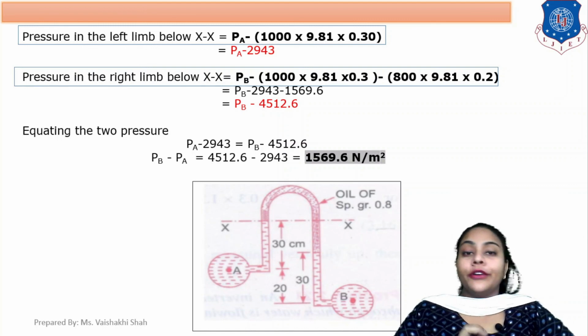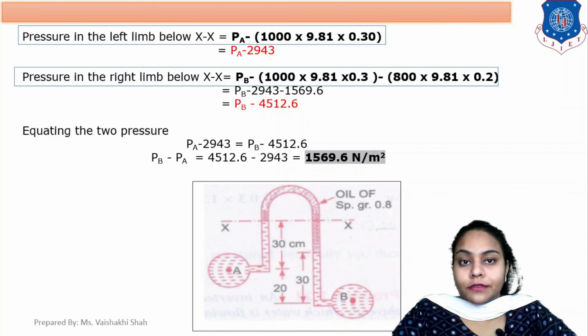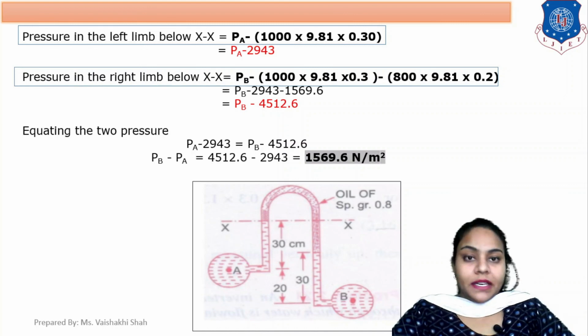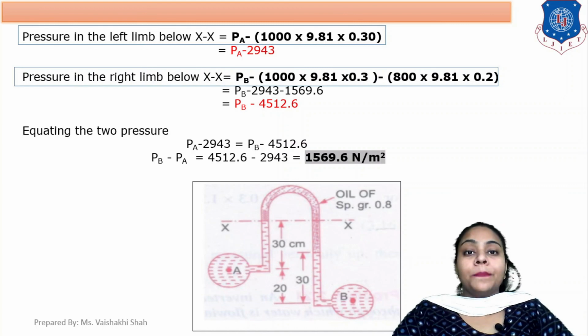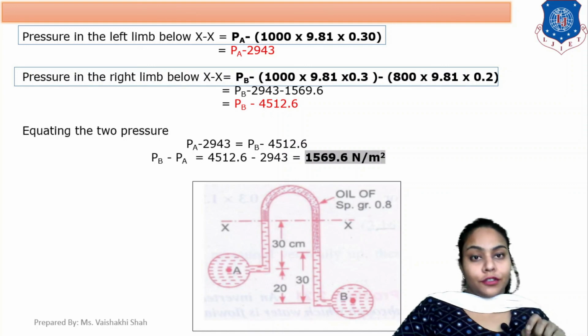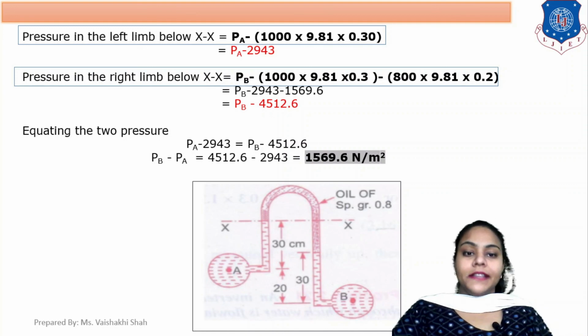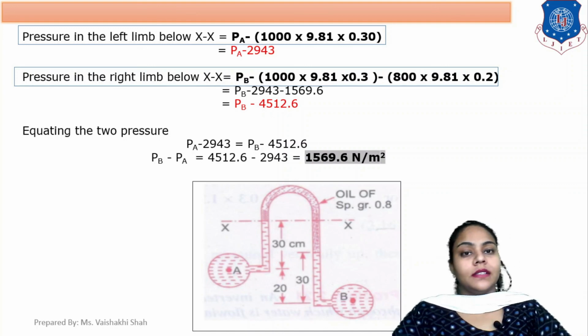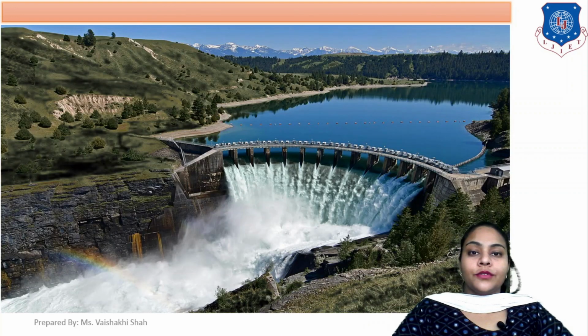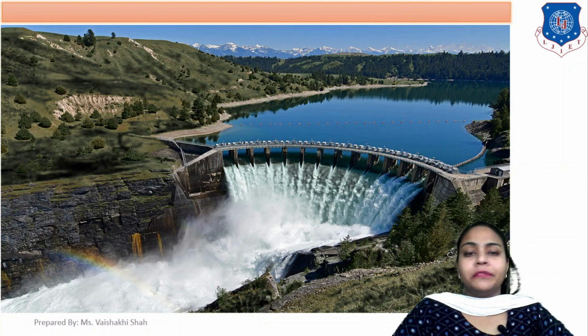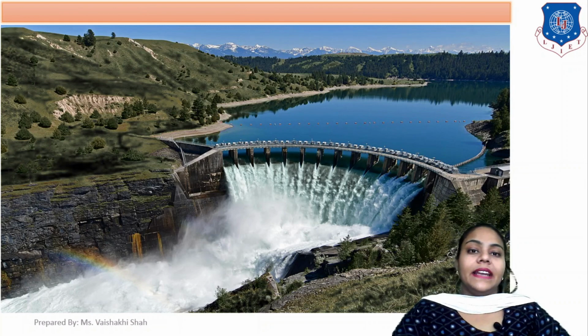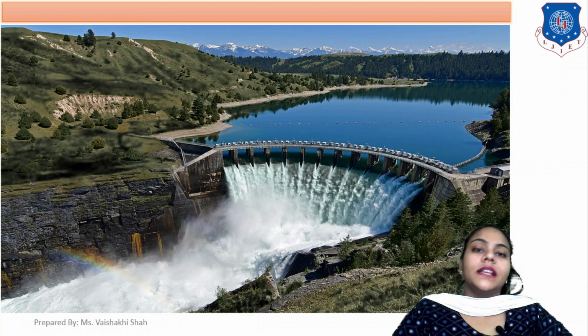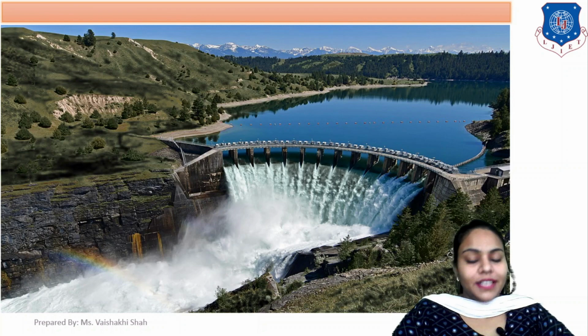So here your answer must be with positive sign. You can't take PA minus PB. Here your answer is PB minus PA equals 1569.6 Newton per meter square. Okay. So today we solved some examples based on different types of differential manometers. In the next session, we are going to study some more topics related to this subject. Okay. Goodbye.